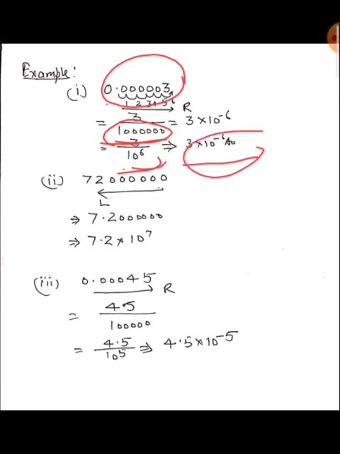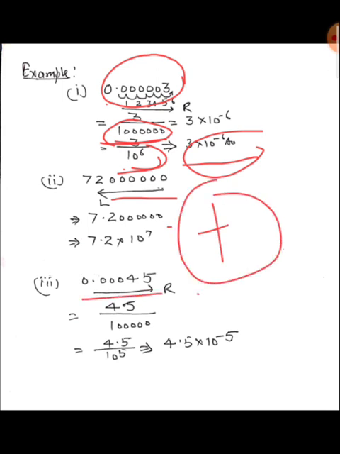Why? When we write it in reciprocal form, then we get 10 power minus 6. And this is moved to the left side, where on the left side, the power will be positive. If the decimal moves to the right side, then the power will be negative. So this was all about scientific notation.